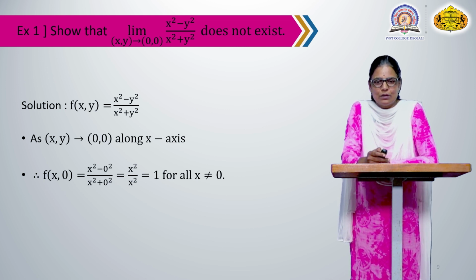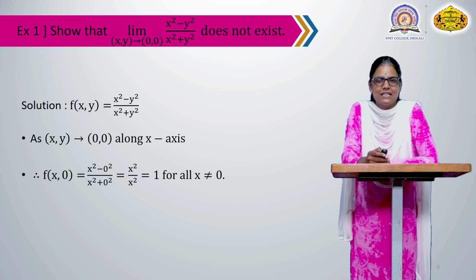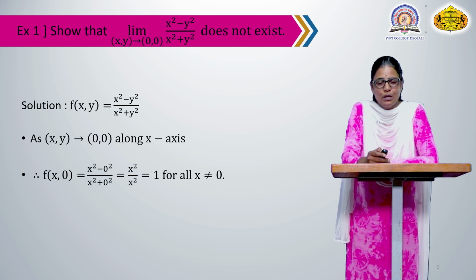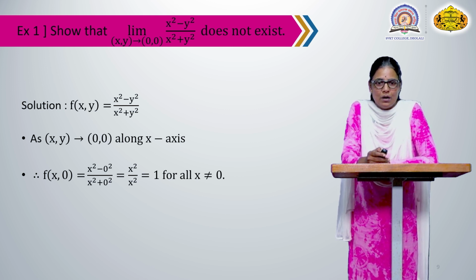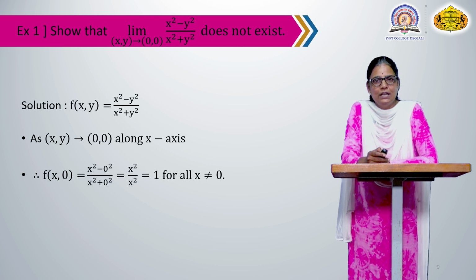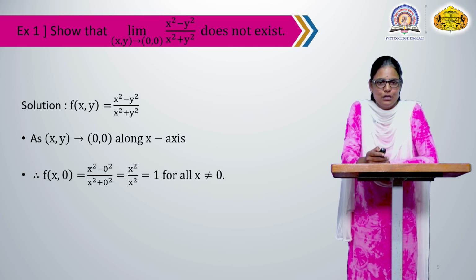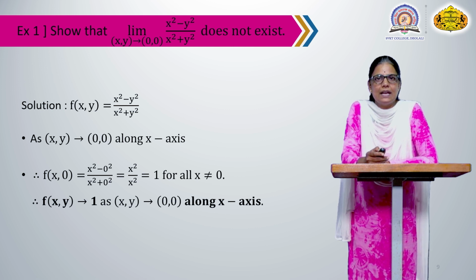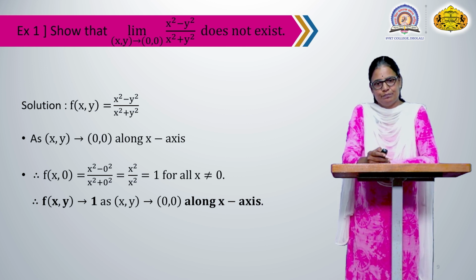If we simplify it, we get 1 here. Obviously here x is not equal to 0, because the numerator is x² and the denominator is x². We cancel this if and only if x is not equal to 0. So the functional value along the x-axis is 1 except at the origin. Since the functional value is constant, which is 1, the limit is also 1 here. So f(x, y) approaches 1 as (x, y) approaches (0, 0) along the x-axis.